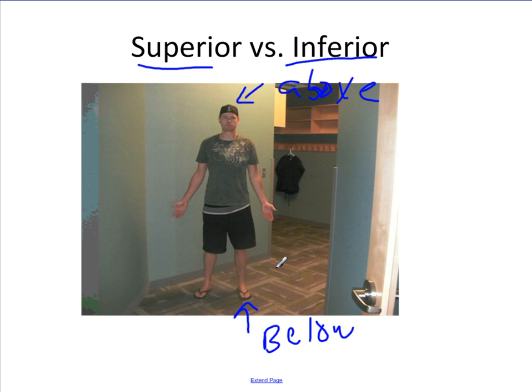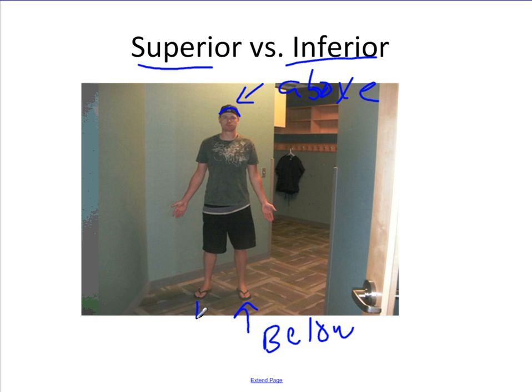So obviously the most superior portion of my body is being covered by my hat here. It would be my scalp. A lot of people like to say hair, but hair growth actually begins underneath the skin. So the skin on the top of my head, the epidermis on the top of my cranium here, that would be the most superior aspect of my body. And then the plantar surfaces, or the bottoms of my feet, would be the most inferior portions of the body.